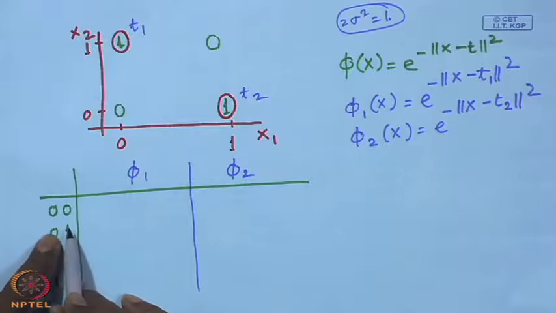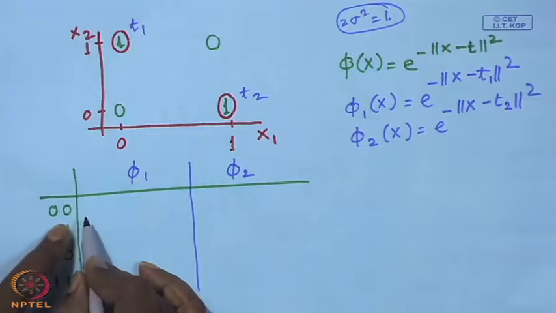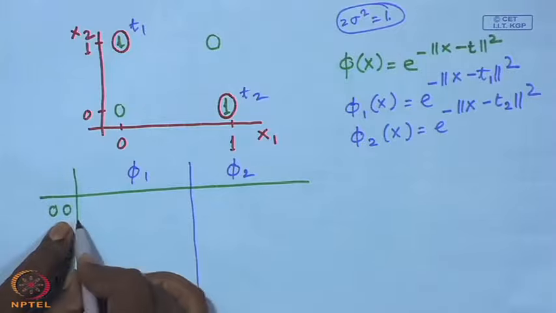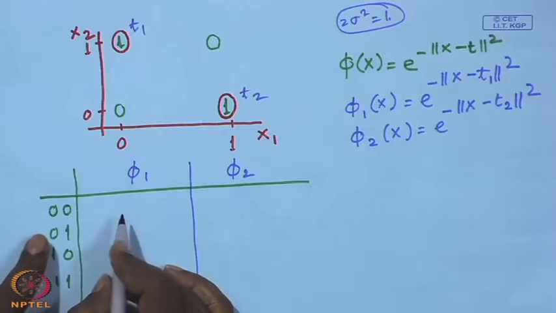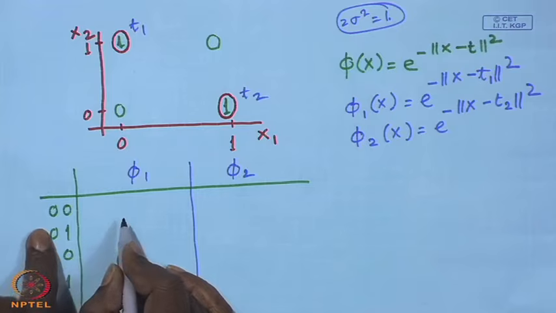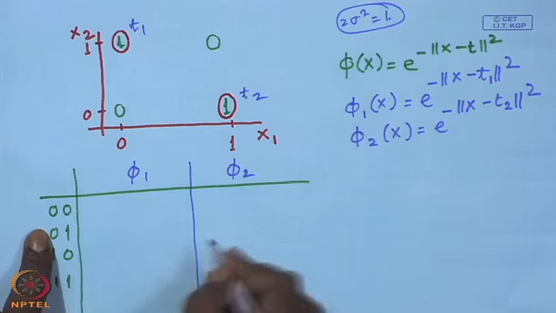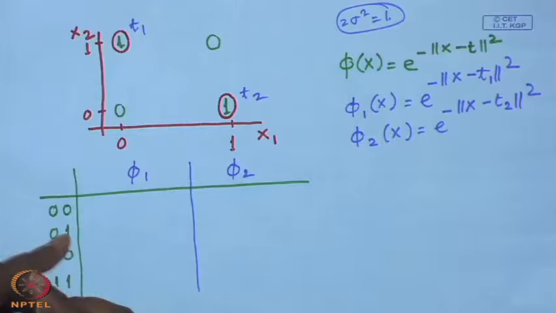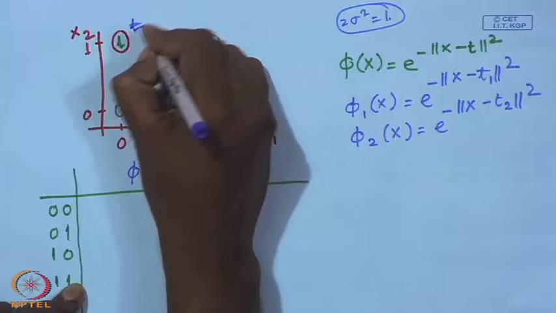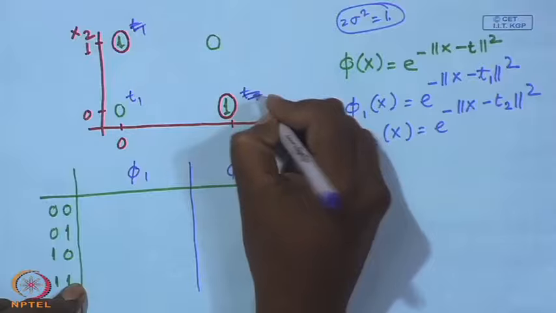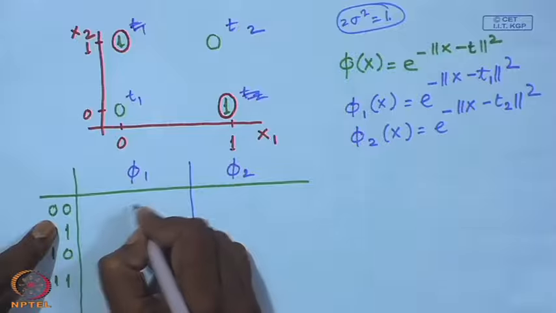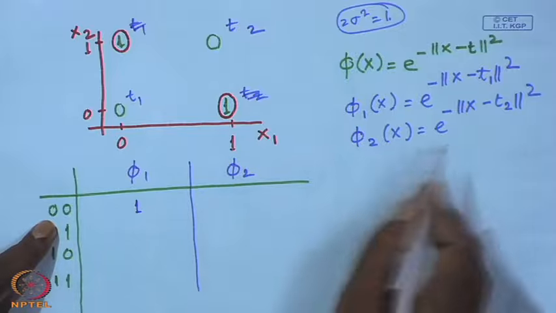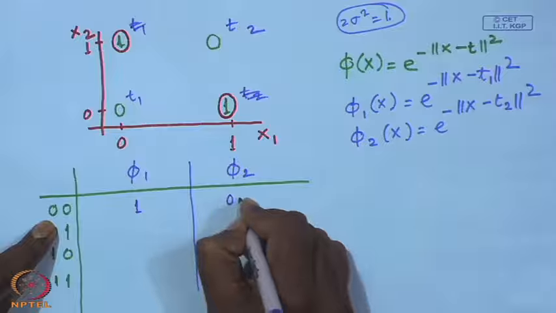So, you find that when it is 0 0, then what will be my phi 1 of 0 0? Let me use the receptors as this. Let this be T 1 and let this be T 2. So, phi 1 of 0 0 will be equal to 1, and if you compute this term, phi 2 of 0 0 will be 0.1.